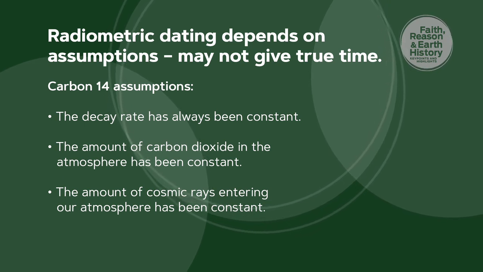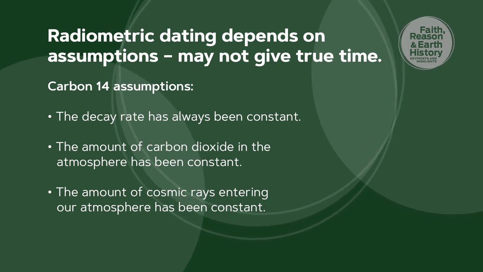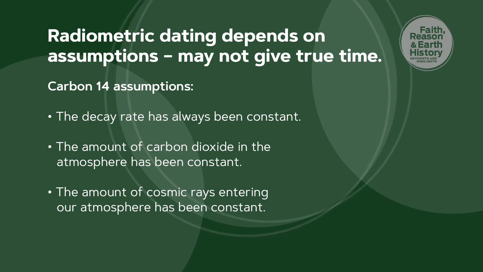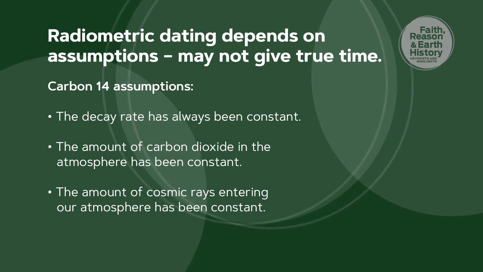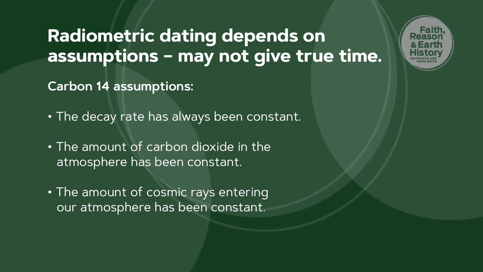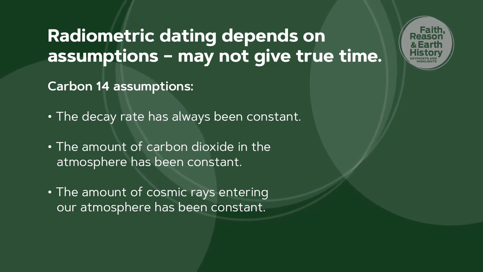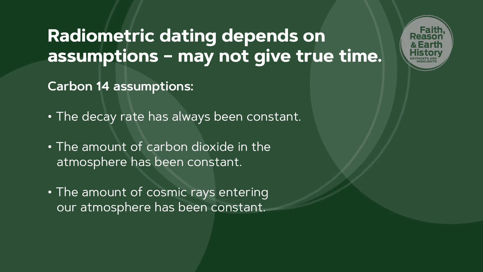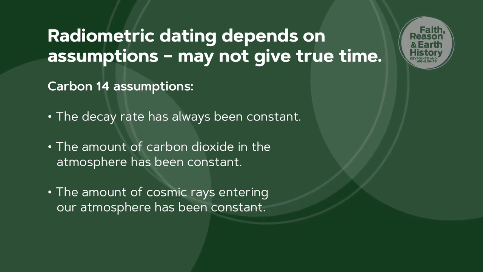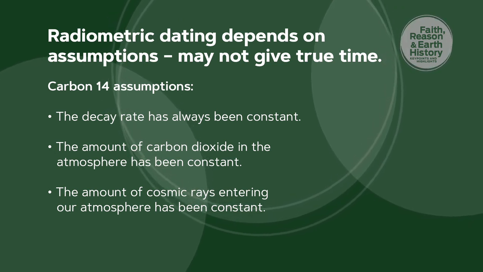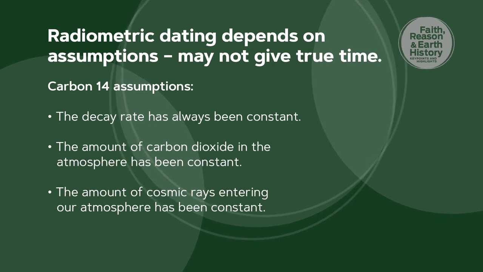The assumptions are that the decay rate has always been constant, the amount of carbon dioxide in the atmosphere has been constant, the amount of cosmic rays entering our atmosphere has been constant. Of these different methods, carbon-14 is the easiest to explain from a creationist point of view, because these things that have to be constant may very well not have been constant at the time of the flood and because of the flood.